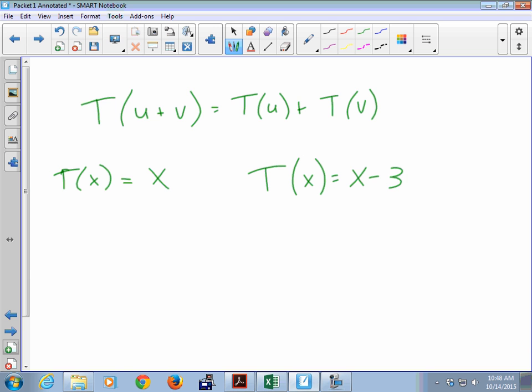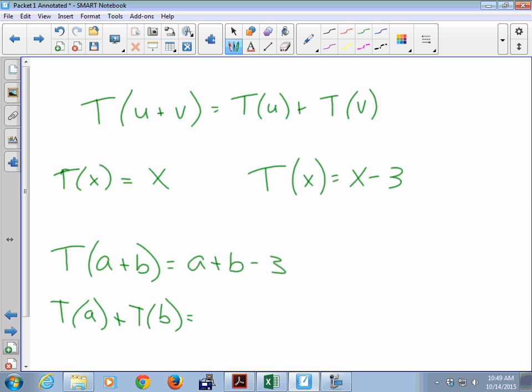Now, look at what happens if I do T of a plus b. That would be a plus b minus 3. Whereas T of a plus T of b is going to be a minus 3 plus b minus 3, which is a plus b minus 6. So they're not the same. When you do a translation, it's not a linear transformation.